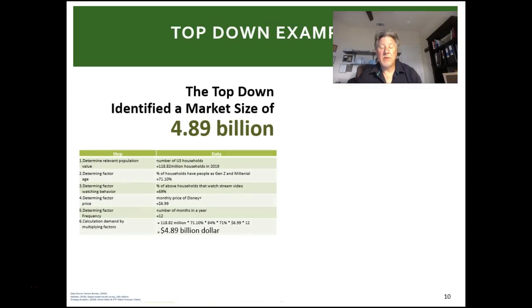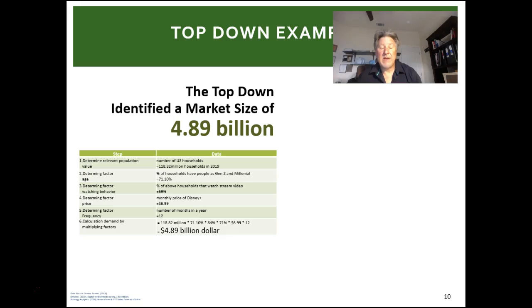Another top-down example is one that we used over at Berkeley just recently when we were looking at the video streaming market for Disney Plus. And as you can see on the left-hand side, the factors that we took to pull together and multiply this chain ratio, we were able to take population value in terms of households, okay, which came from actually Nielsen, okay, and then we talked about age, which were particularly in target markets of Gen Z and millennials in terms of percentage.